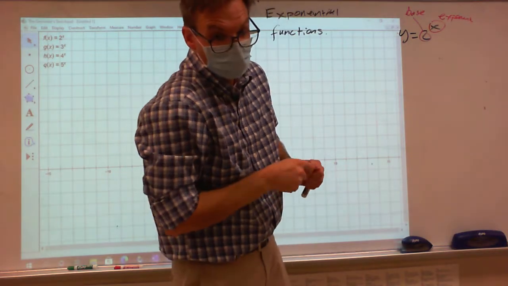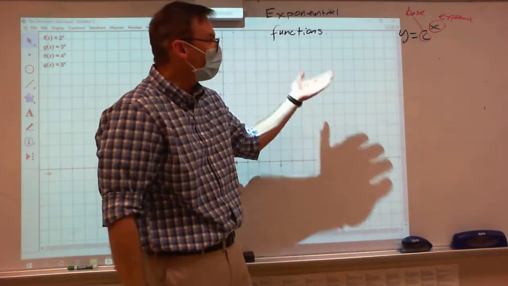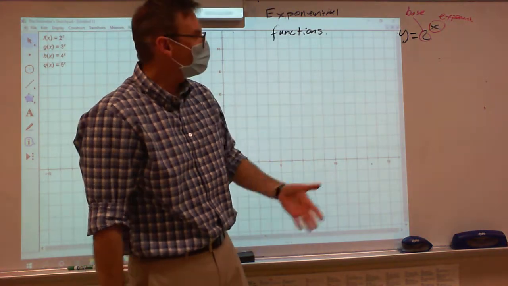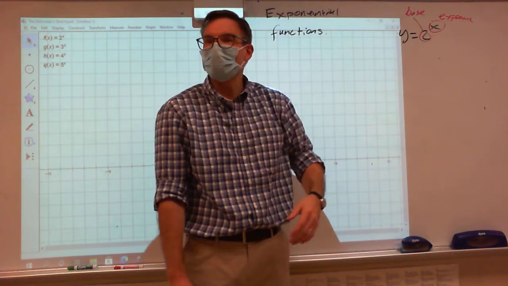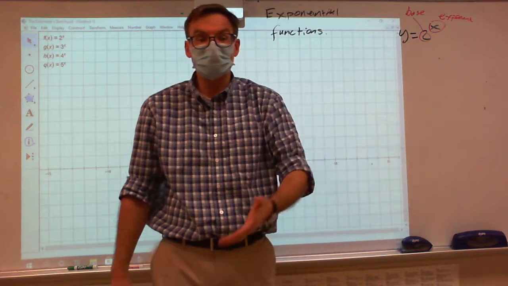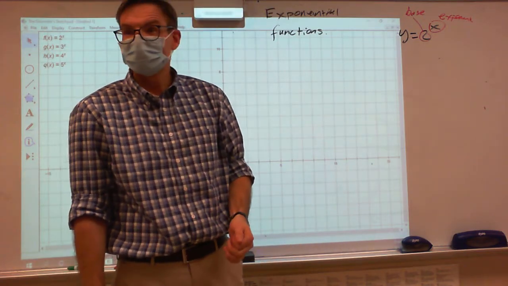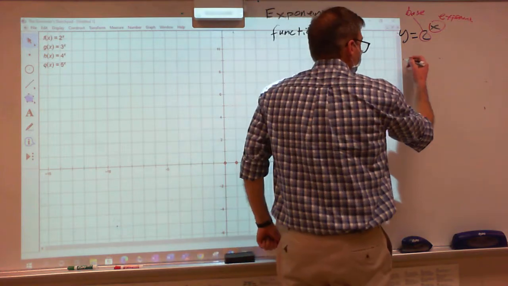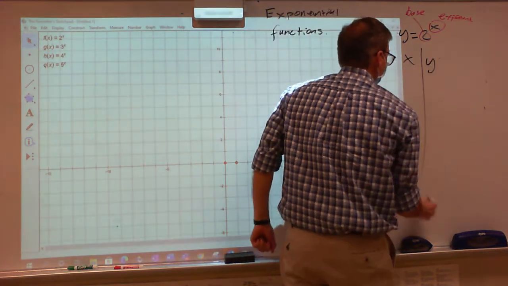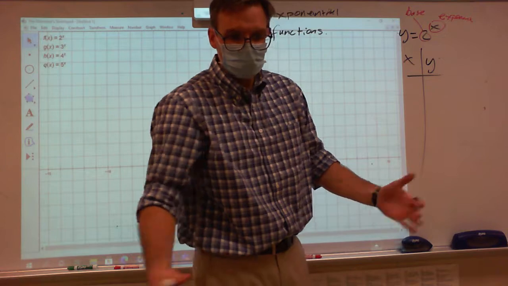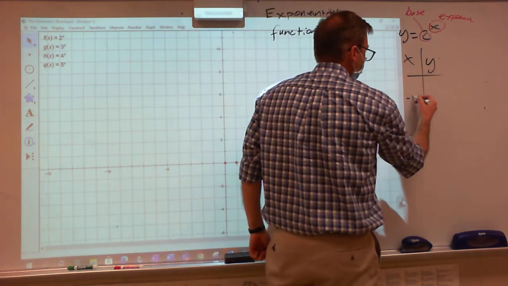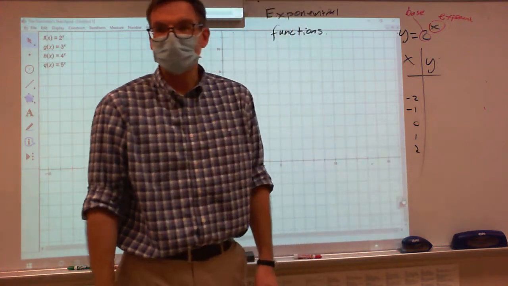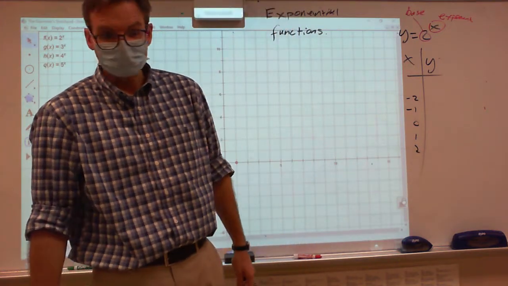And what I'm interested in right now is, what does this graph look like? And anytime a teacher puts a new graph on the board to figure out what it looks like, you make an XY chart. So here's my X, here's my Y, and I get to pick any values I want, and my favorite ones are usually -2, -1, 0, 1, and 2. Let's just figure out where these Y values are.